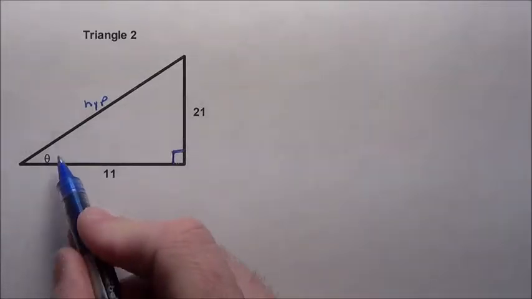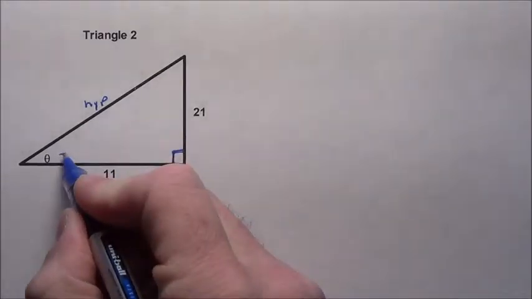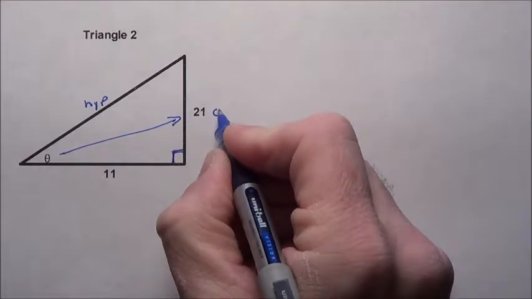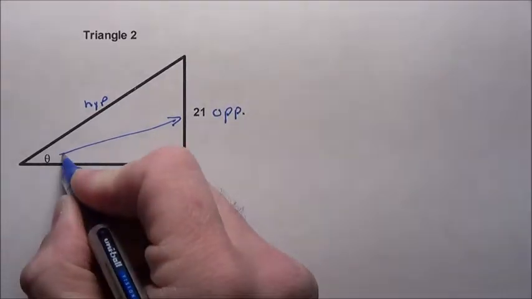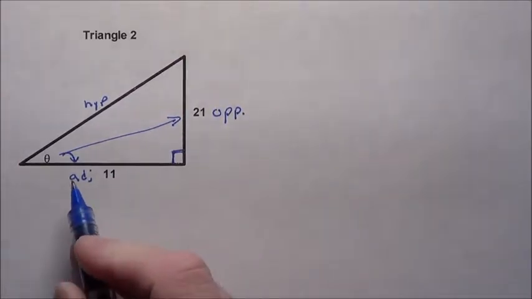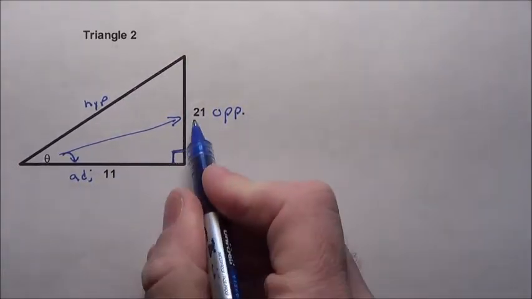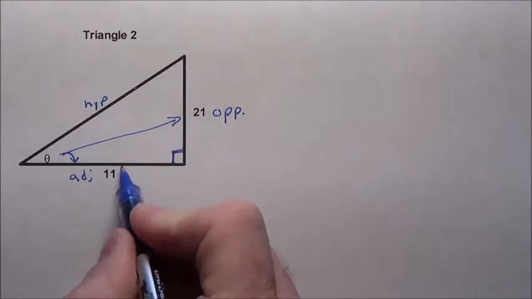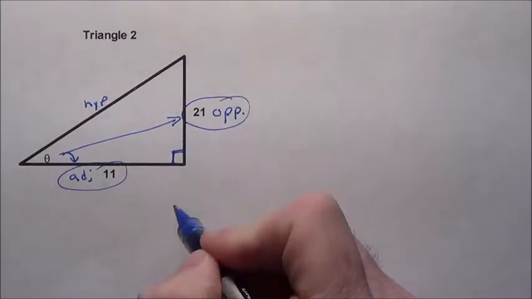Since the angle's right here, across from my angle, right over here, this is going to be my opposite side. And the side sitting right beside the angle is going to be my adjacent side. So to find this angle, since we have measurements for adjacent and opposite, we're going to be using the adjacent and the opposite.